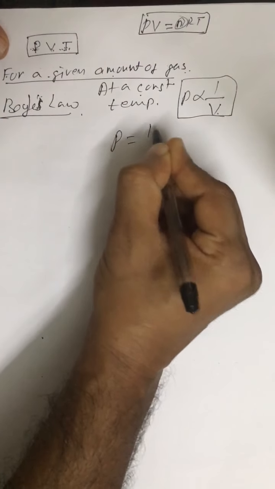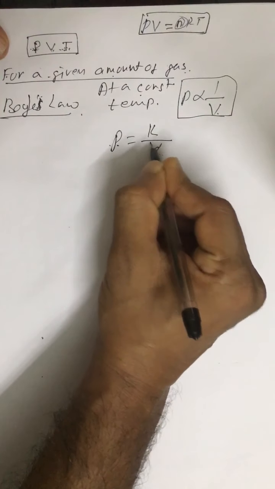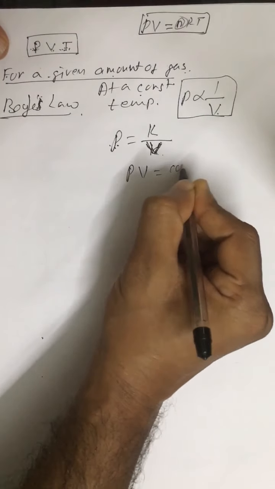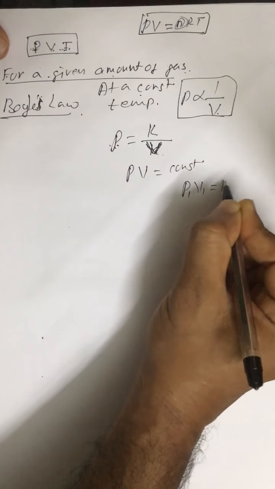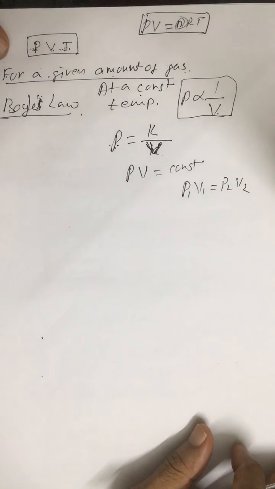From this you can make out P is equal to K upon V, or you can say PV is equal to constant, or you can also say P1 V1 equal to P2 V2. And you can solve some numericals based on these relations. So this is Boyle's law.